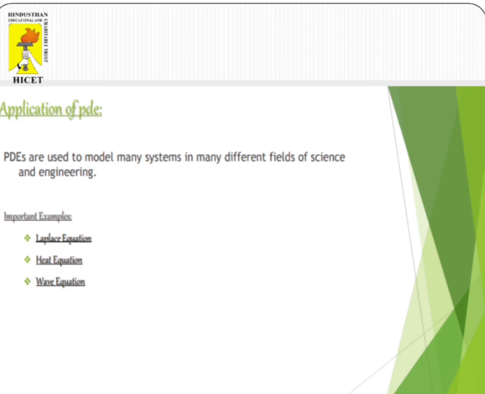Now the applications of partial differential equations: the solutions of partial differential equations can be used in many different fields of science and engineering, for example, to solve the Laplace equation, heat equation, wave equation and so on.